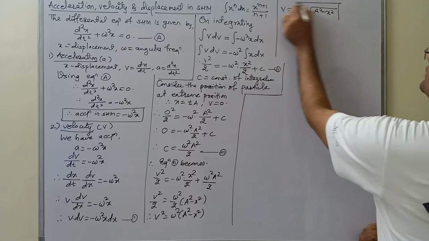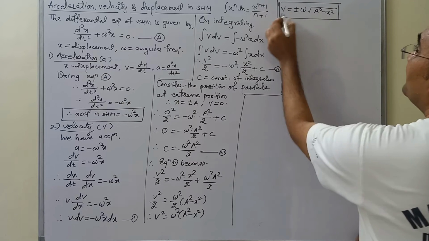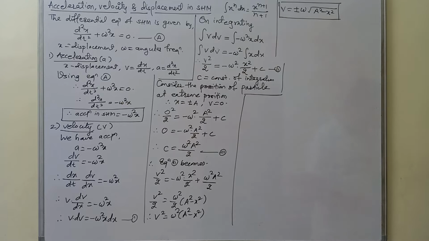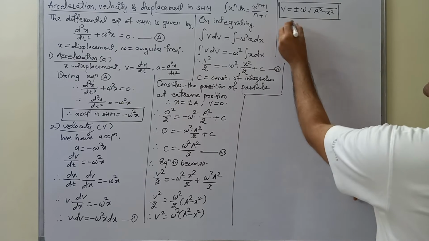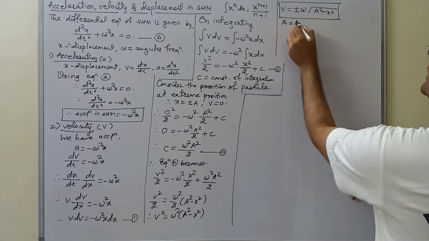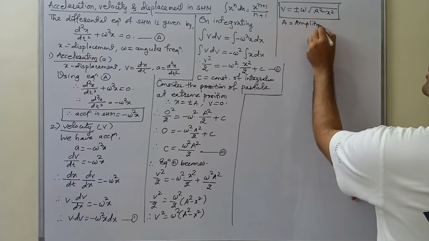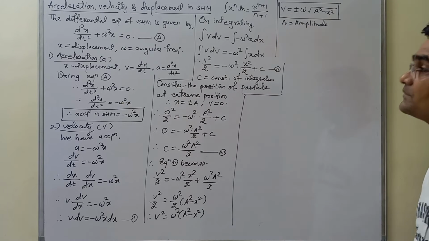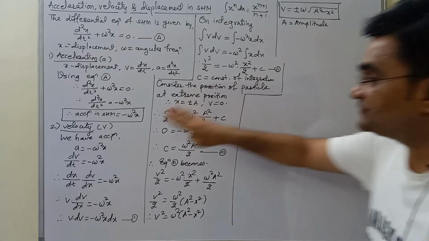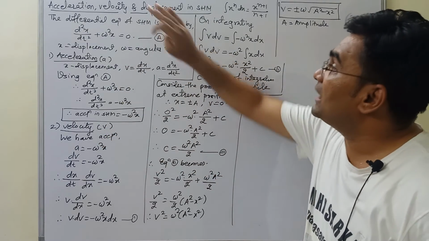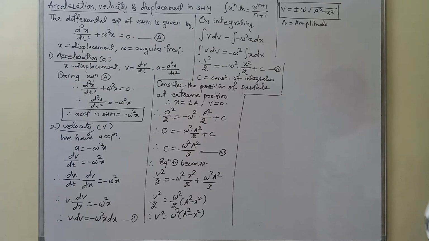This is the expression for velocity of a particle performing linear simple harmonic motion, where A is the maximum displacement, and we call it the amplitude of SHM. Now using this velocity, we are going to find out that last term, that is displacement.